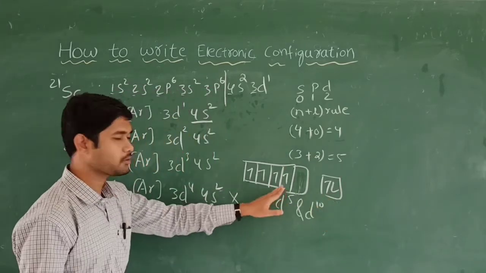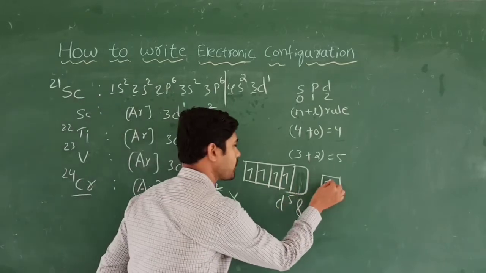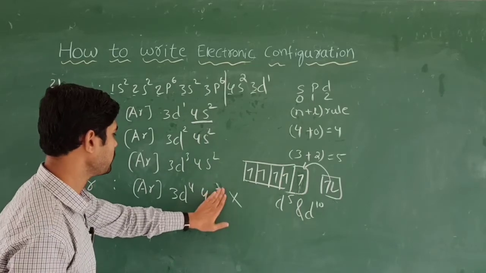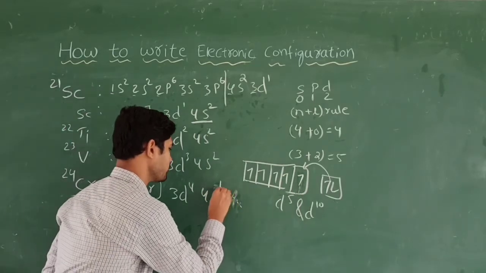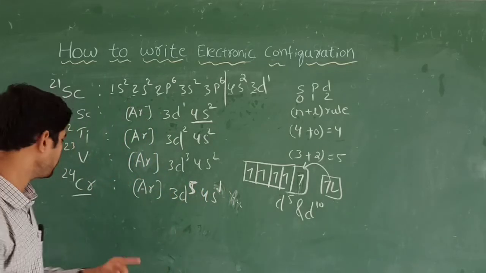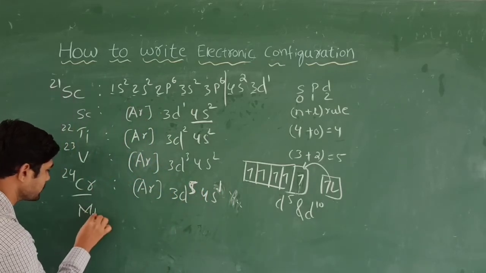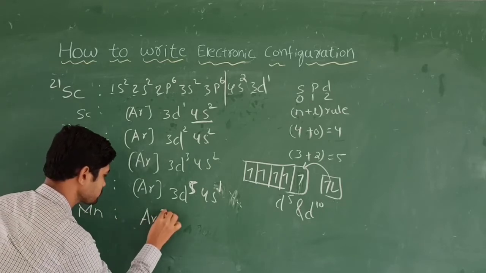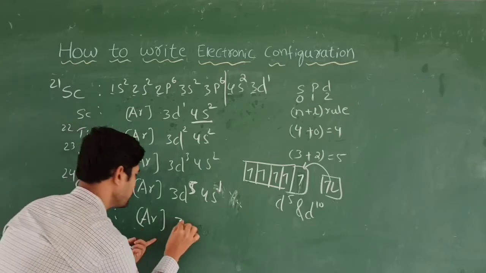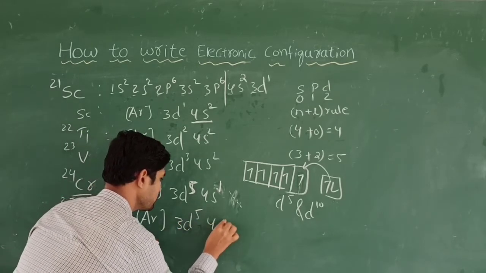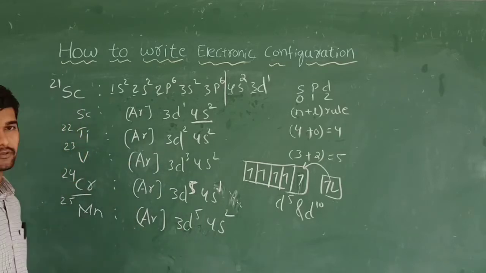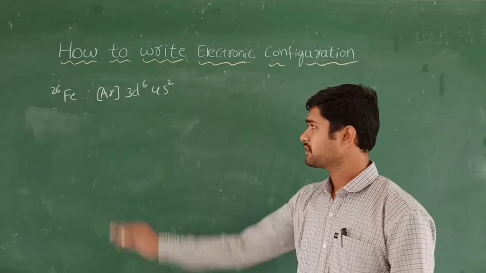So in order to get the stability, it is going to acquire one electron to become stable. Now chromium has become stable. So now I am going to write 4s1 and 3d5, like this. But manganese will be as it is: argon, because atomic number is 25. Argon here is 18, 18 plus 2, 20, 20 plus 5, 25. So like this. This is the manganese.